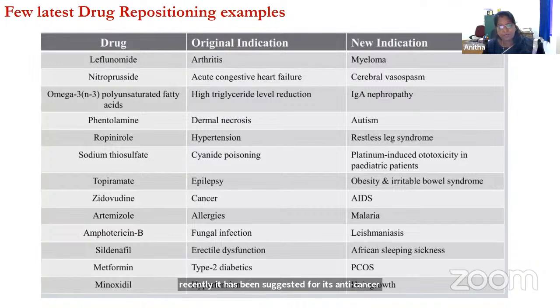And then there's another antibiotic, amphotericin B, which we use for fungal infection. And now they've recently used it for leishmaniasis. So there are so many drugs that are already available, and now we are using them for a new purpose.